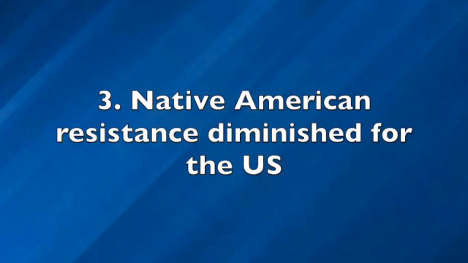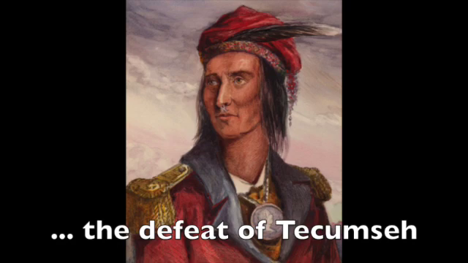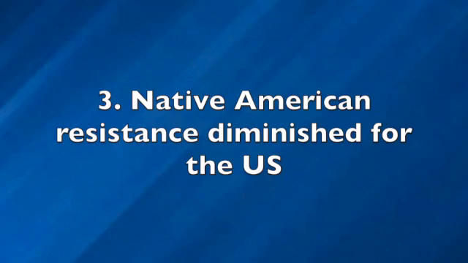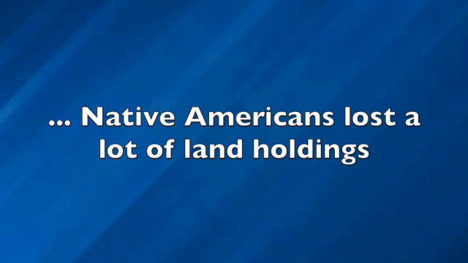Native American resistance diminished for the United States. Native American resistance to the westward expansion was significantly weakened by the defeat of Tecumseh. This allowed for further territorial expansion by the U.S. So a big loser in the war were Native Americans, who lost a lot of their land holdings to white settlers from the United States.